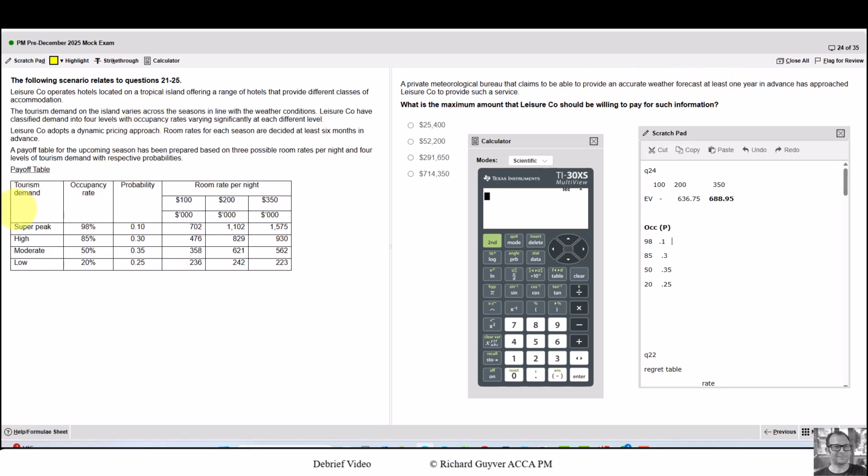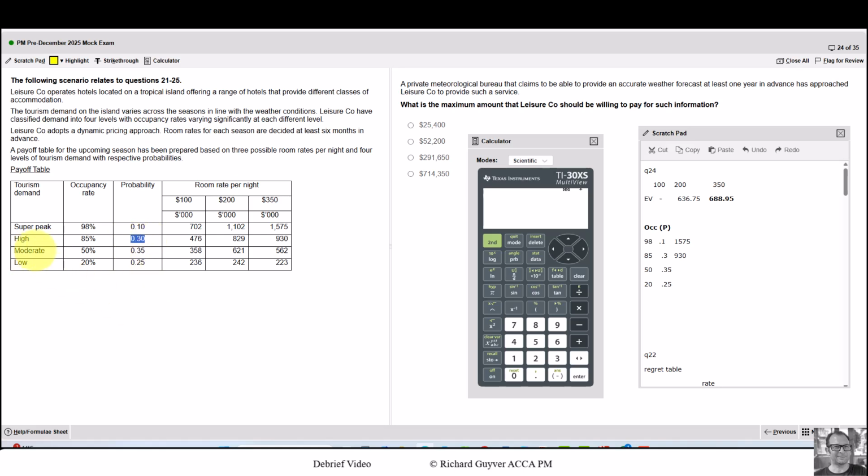So if weather predicts demand, if we knew that the weather was such that we were going to get super peak, what would we do? We'd charge $350 a room because we get the highest amount. However, even though we can forecast it, we can't change it. So the likelihood of that occurring is 0.1. So over a year, 10% of the time, we would be charging this amount of money. Similarly, if we knew that the weather was such that demand would be high, which would we choose? We'd also charge $350 because that's given us the highest amount there. So our revenue would be $930, but because we can't control the weather, that would occur 30% of the time.